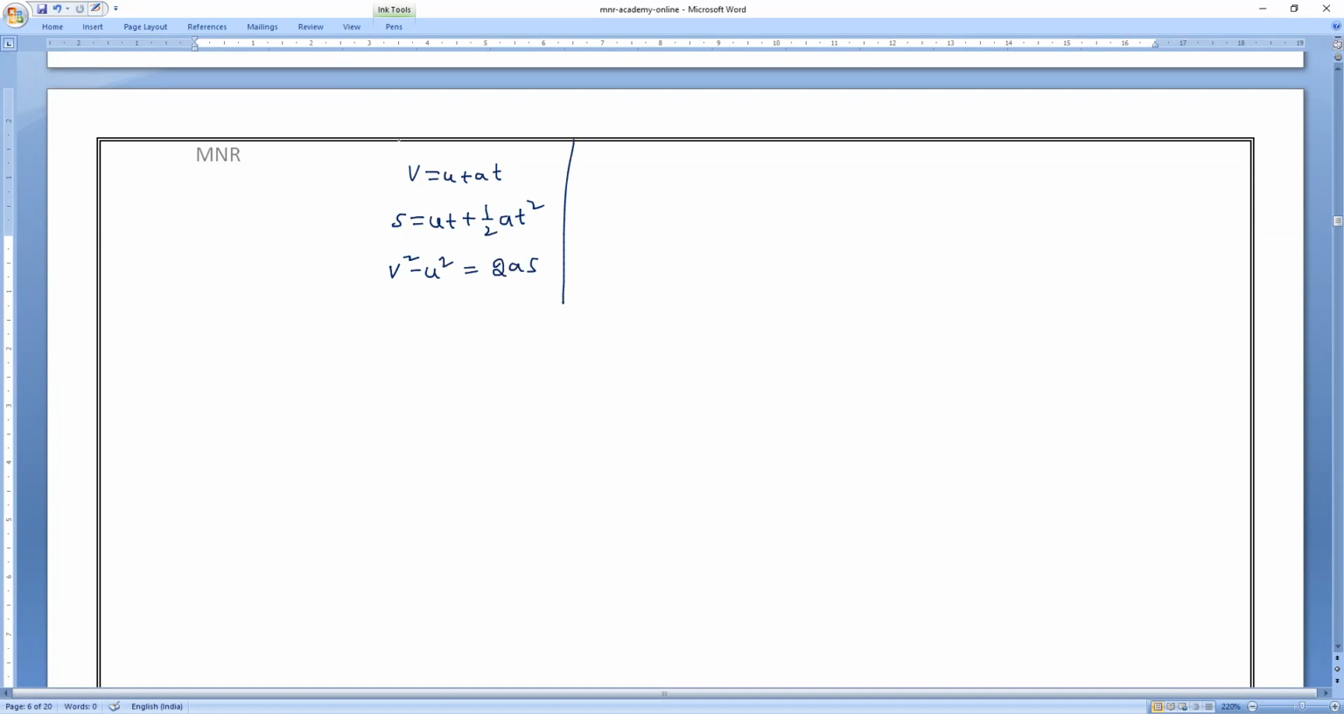Normally, if the body is traveling like this, these are the equations. If a body is thrown upwards or falling downwards, then what are the equations? V is equal to u plus gt under gravity. h is equal to ut plus half gt square. Next, v square minus u square is equal to 2gh. Clear?